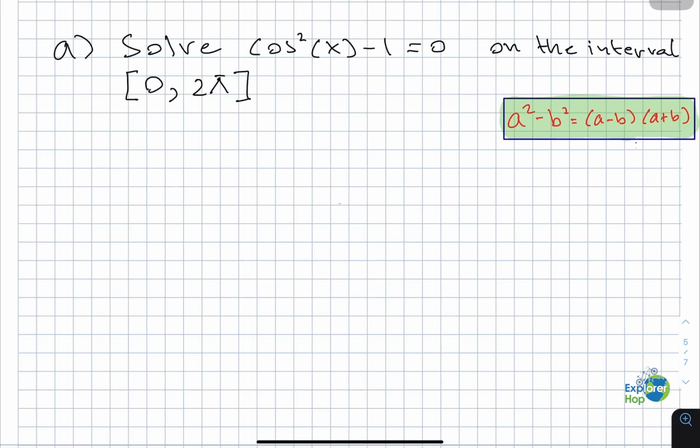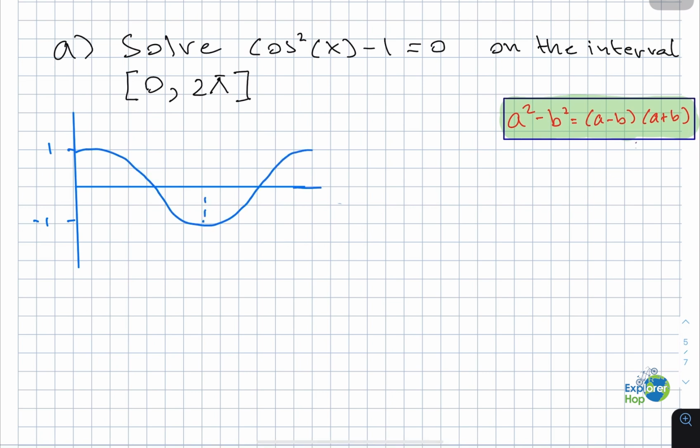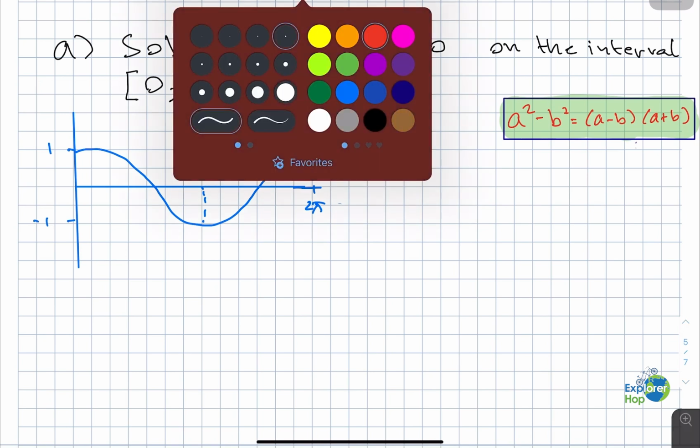Let's solve cos x squared minus 1 equals 0 on the interval 0 to pi. So the first thing let's do is draw out the graph for cos of x, and we get 1, minus 1, something like that. That would give us pi here, 2 pi here. Alright, so let's start solving this.